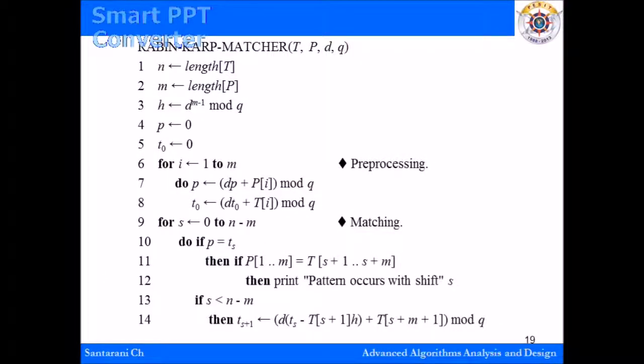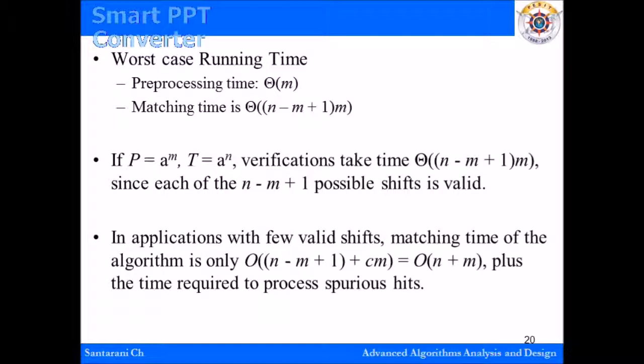So here is the actual pseudocode for the Rabin-Karp matcher. We take the text, the pattern, the radix d and the modulus q as input. The worst case running time: the preprocessing time takes theta of m, and the matching time takes theta of (n minus m plus 1) times m.